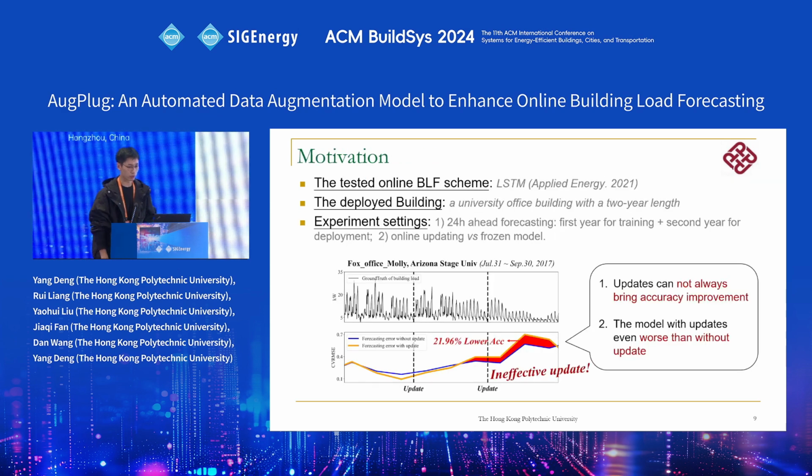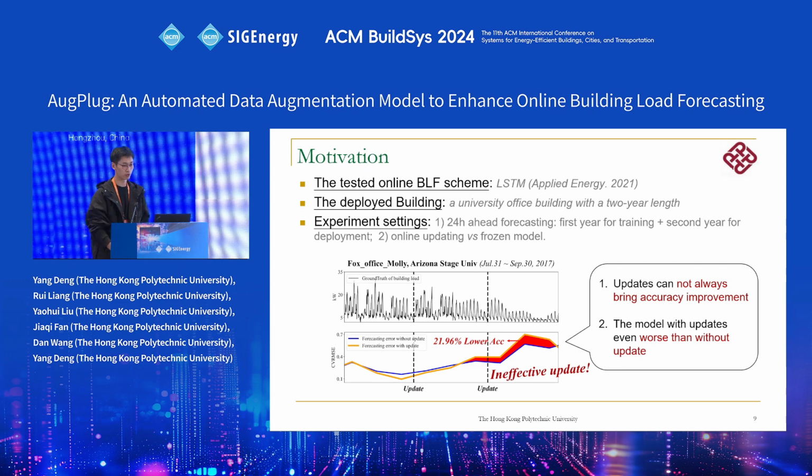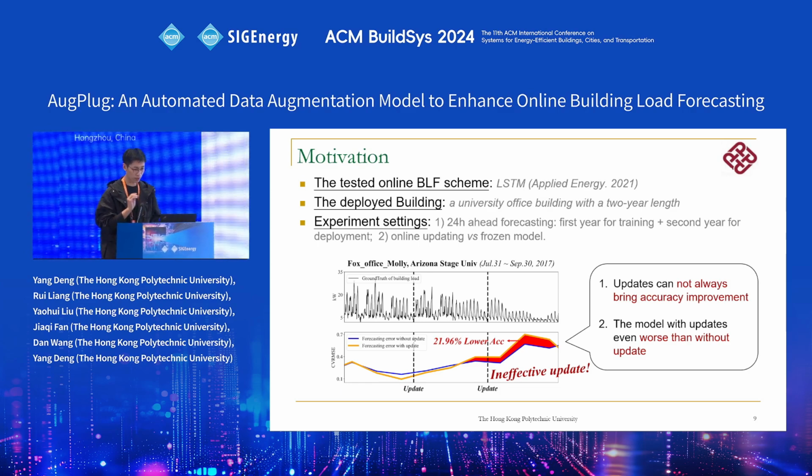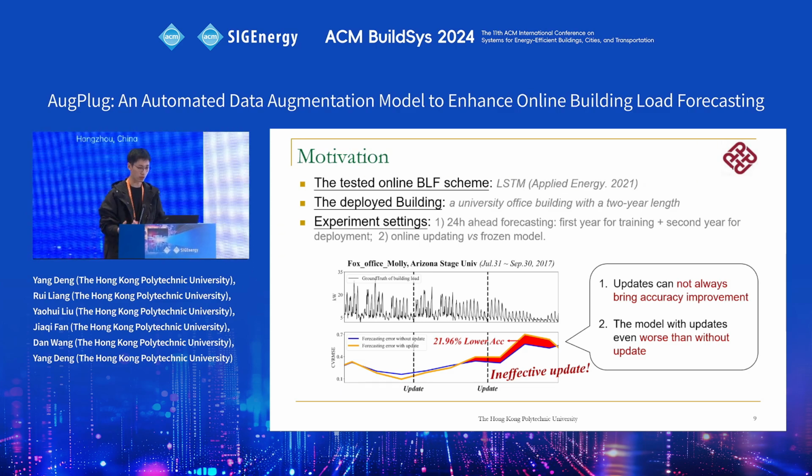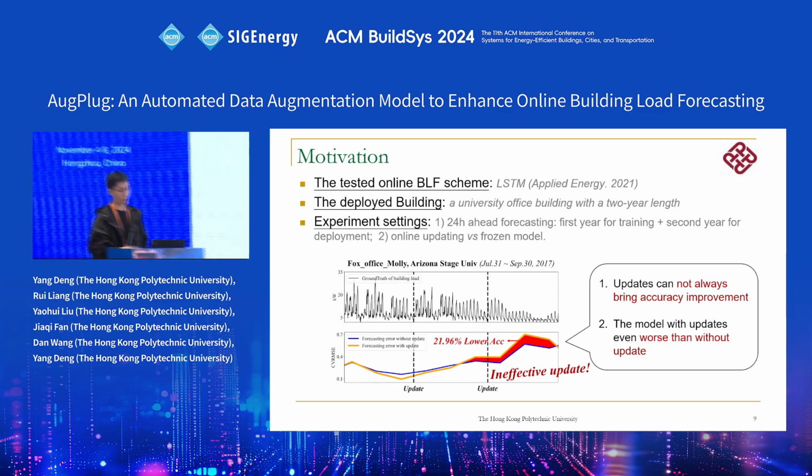To figure out if this is a real problem, we implemented one of the online building load forecasting models to check the effectiveness of the updating. The test building is a real office building with two years of data. We trained an initial model using the first year of data, and then simulated the model deployment in the second year for 24-hour-ahead forecasting. Here we compare two types of forecasting accuracy: the model with its designed updating mechanism from their paper, and the initial model with fixed parameters. The metric is CVRMSE, where lower is better, and the dashed lines denote where the updates were conducted.